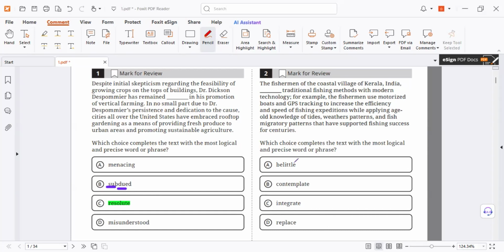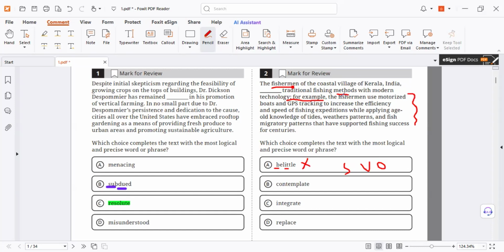Let's follow the rules. We test you for the verb. Find the subject, find the object. So what does the fisherman do to the fishing methods, and you have a semicolon example. Now your answer is here. Belittle means to show that something is little, to disrespect something. You ignore it. Does not make sense. But here, yes, so opposite.